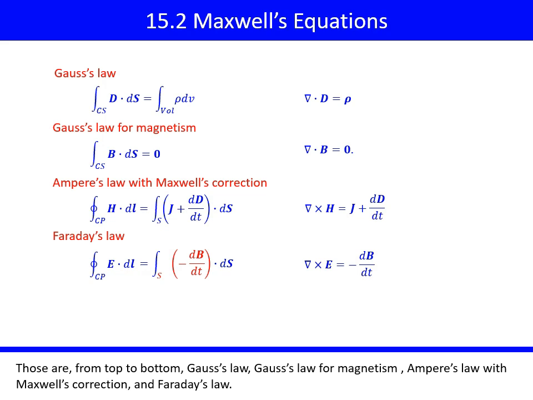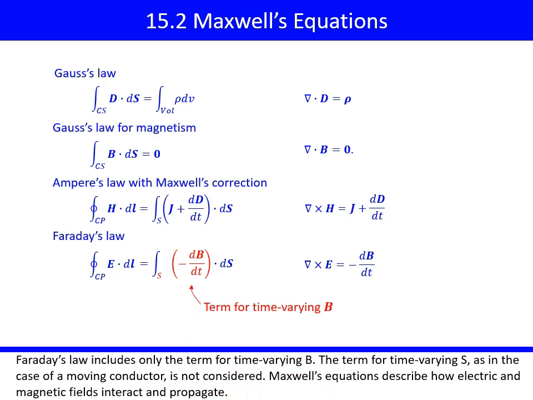Those are, from top to bottom, Gauss's law for magnetism, Ampere's law with Maxwell's correction, and Faraday's law. Faraday's law includes only the term for time-varying B. The term for time-varying S, as in the case of a moving conductor, is not considered. Maxwell's equations describe how electric and magnetic fields interact and propagate.